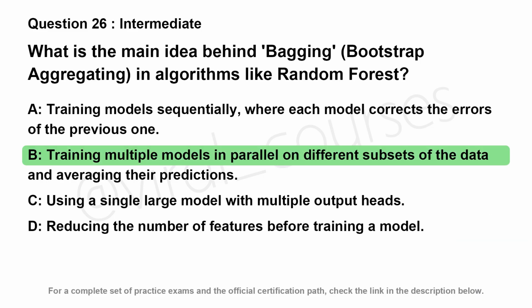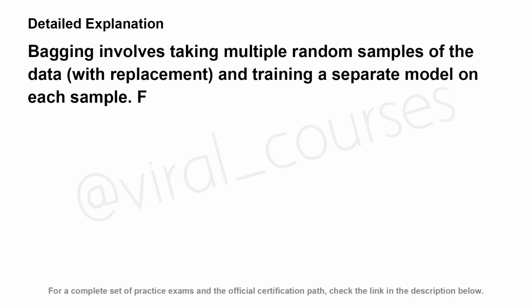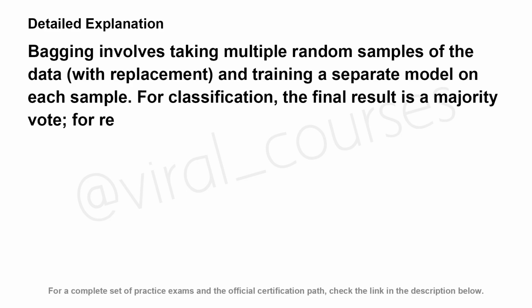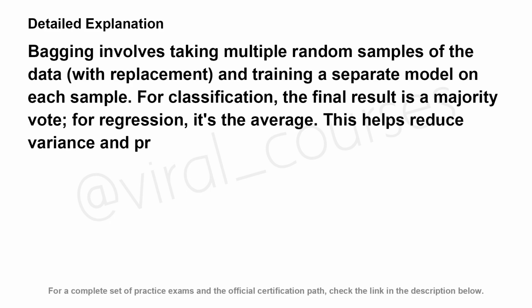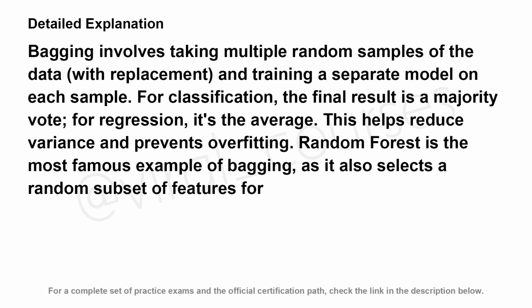The correct answer is B. Bagging involves taking multiple random samples of the data, with replacement, and training a separate model on each sample. For classification, the final result is a majority vote. For regression, it's the average. This helps reduce variance and prevents overfitting. Random forest is the most famous example of bagging, as it also selects a random subset of features for each split in the trees.